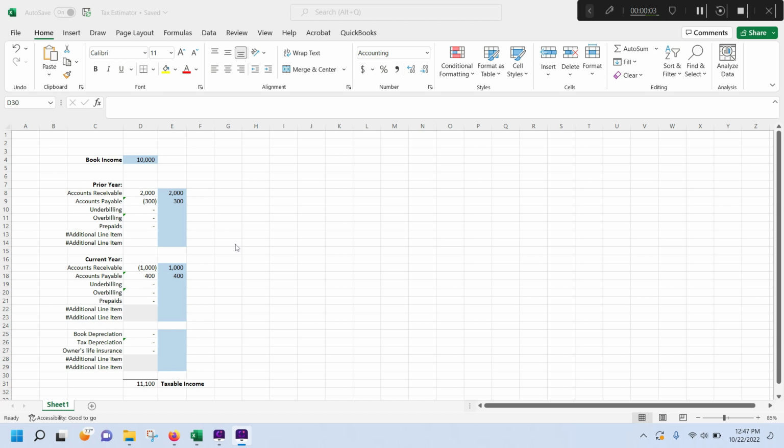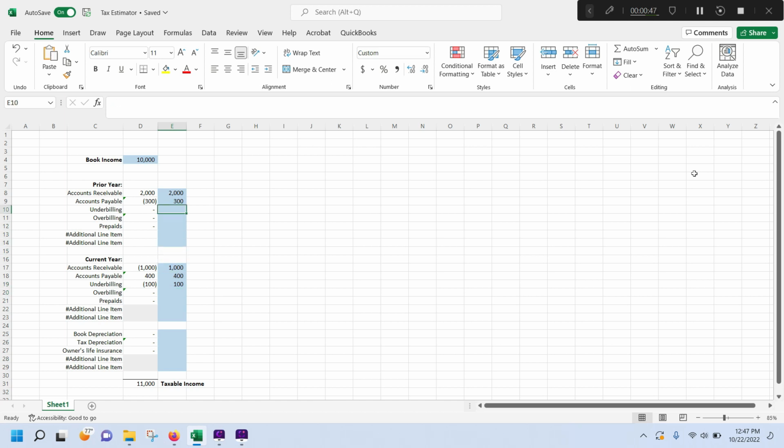Now let's move to under billings and over billings. In this book income, you have your under billings. You debit the underbilling and credit revenue, right, as the offsetting entry. So included in this book income is your GAAP basis revenue recognition, which we want to undo. So assuming your underbillings in the current year are $100, you see we're reducing taxable income because all we want is cash basis.